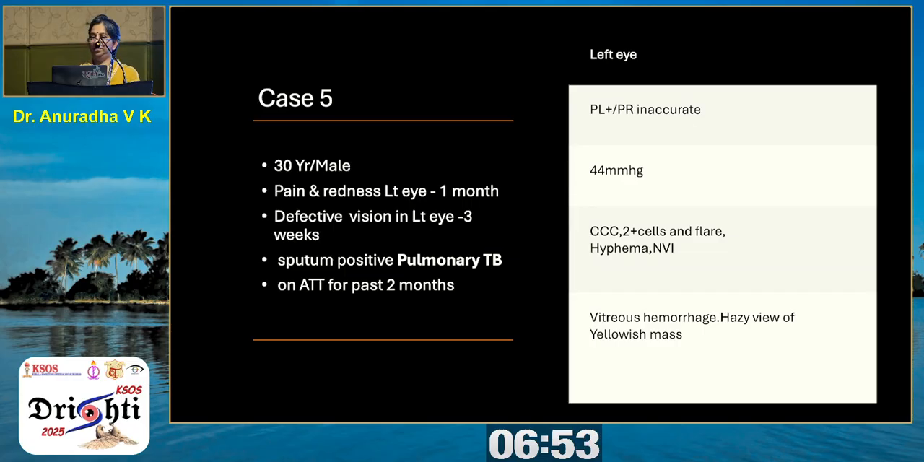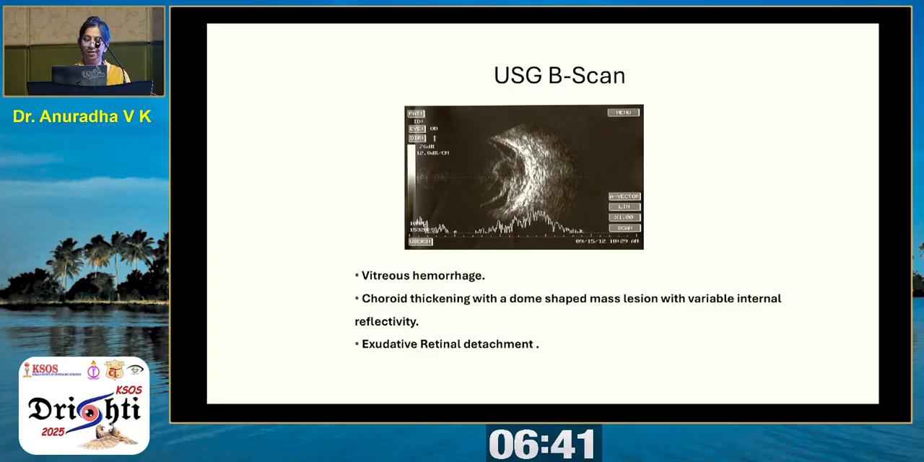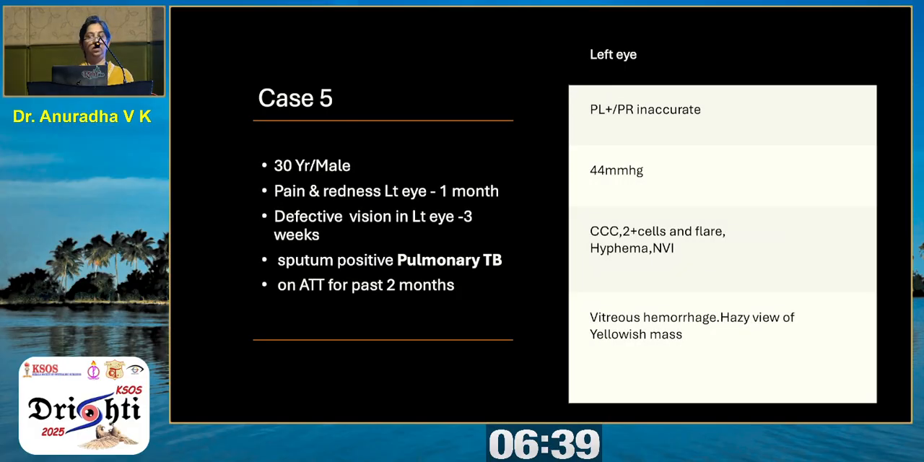Case 5 is a 30-year-old male patient known to be an open case of pulmonary TB, sputum positive, on ATT for 2 months, now complaining of pain, redness, and decreased vision in the left eye. By the time he came to us, the left eye had neovascular glaucoma with IOP of 44. The vision was down to PR inaccurate.